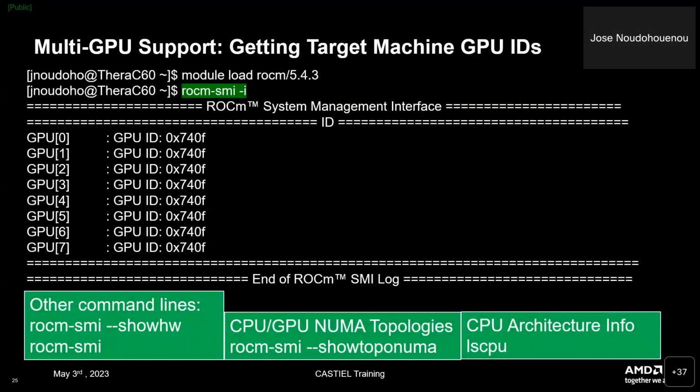Multi-GPU support means that we have different GPUs. To check if you have multiple GPUs on your machine, you can use a command line, the same command line like -i. So here, for example, it shows that we have 8 GPUs on the machine we are using. Because of these multiple GPUs, we can run our application using all these GPUs.